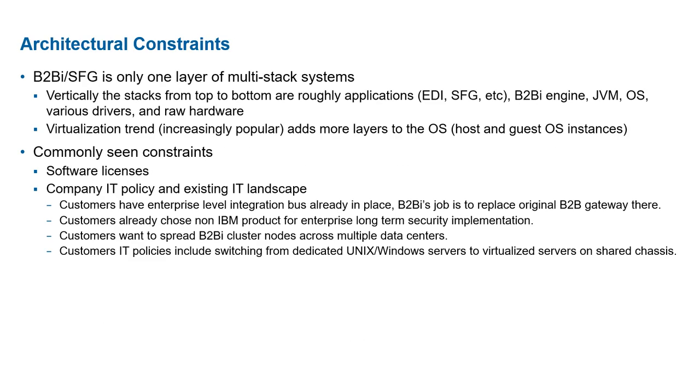Now, some of the architectural constraints from a B2BI or Sterling File Gateway standpoint. B2BI or Sterling File Gateway is a single layer in a multi-stack system architecture. So the vertical stack includes applications like Sterling File Gateway or the MFT solution or EDI, the B2BI engine, the JVM or Java Virtual Machine, the OS, the drivers, and the hardware. So it's not just the product itself.